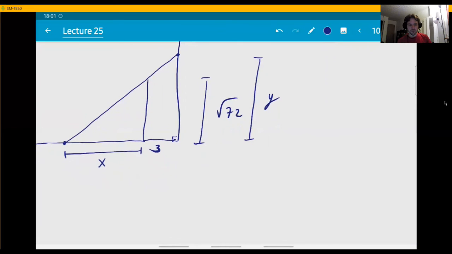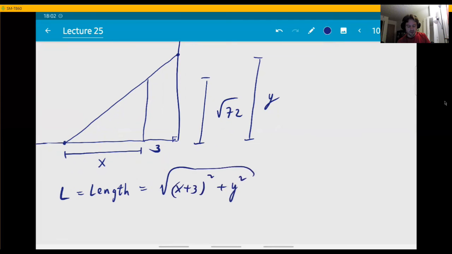So the function that we're trying to find the shortest possible value for, or the smallest possible value, let's call that L for length. By the Pythagorean theorem, this is the function. We have a big right triangle right here with sides of y and x plus 3. The length is right here, the length of the ladder. This is the function that we want to find the minimum value of.